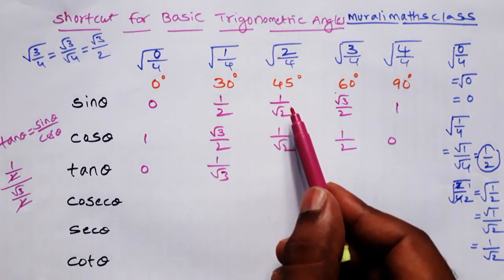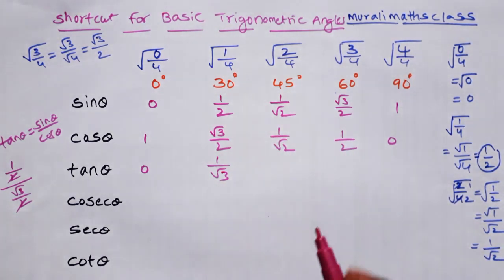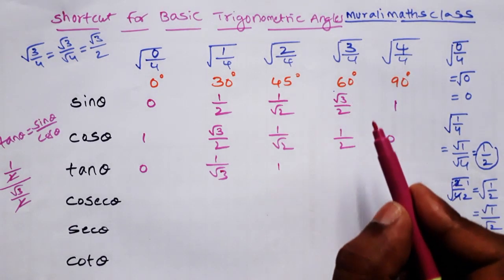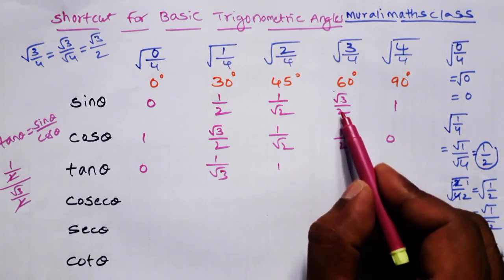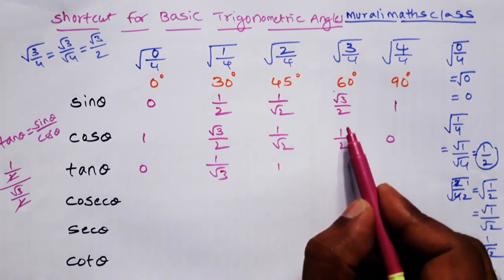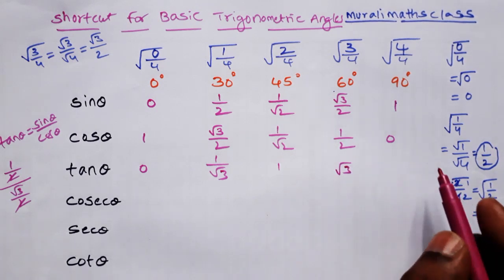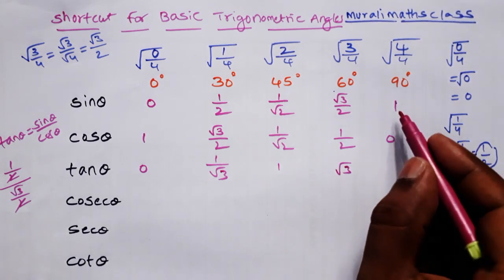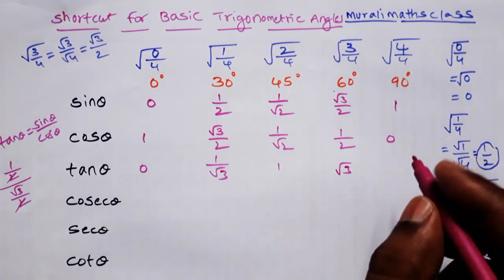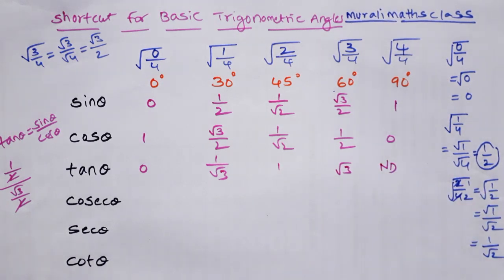This both you divide: 1 by root 2 divided by 1 by root 2. Same one, both you can cancel. Answer will be 1. Here root 3 by 2 divided by 1 by 2. 2 we can cancel. Root 3 by 1 will be there. Root 3 by 1 means root 3 only. Next we have to divide this both: 1 divided by 0. 1 divided by 0 is not defined. ND means not defined.